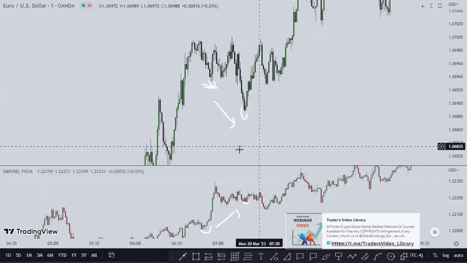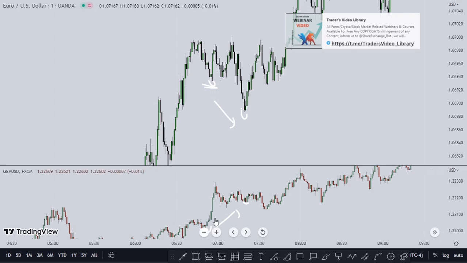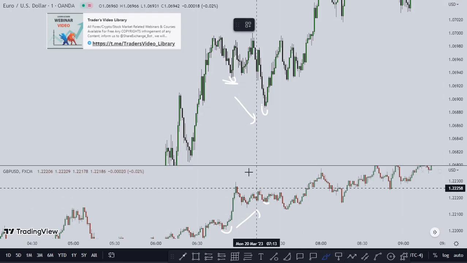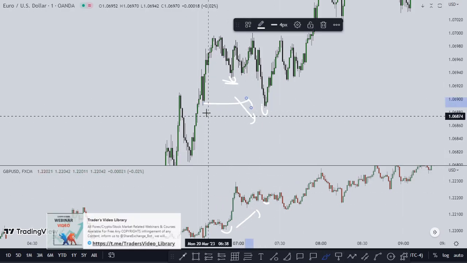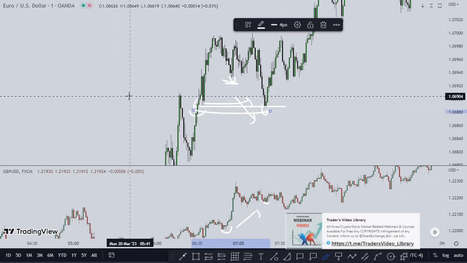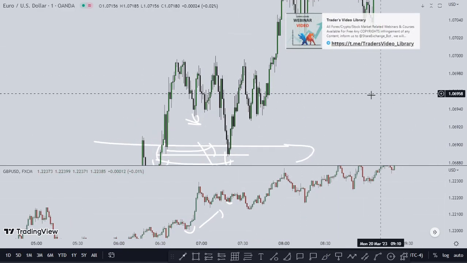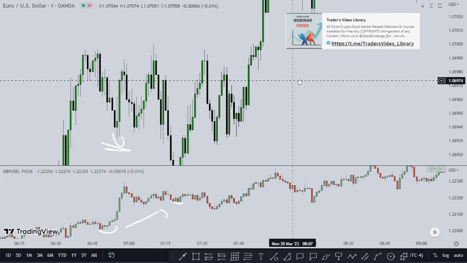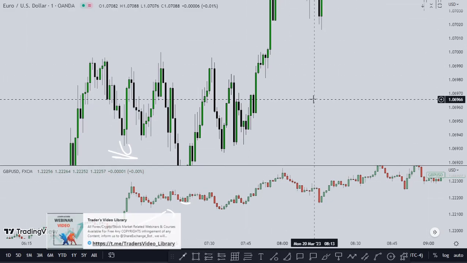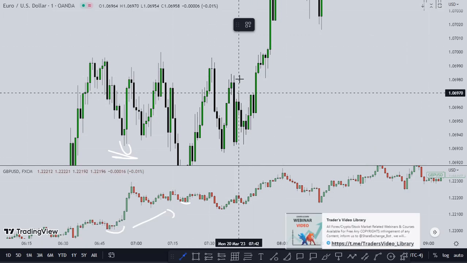And what does it mean? This means that the GBP USD is too bullish. It failed to break this low, but the Euro USD broke this low and this low also, took all the liquidity, rebalanced this imbalance right here, or came into the order block, and now it will continue going higher. So it's the confirmation. We know that the Euro is bullish as well as the GBP USD.